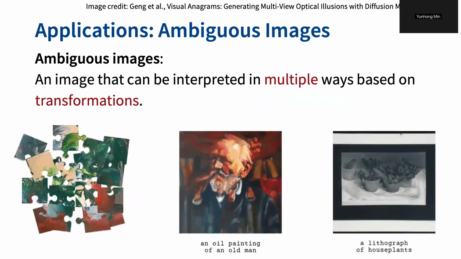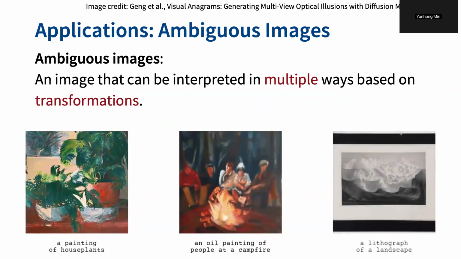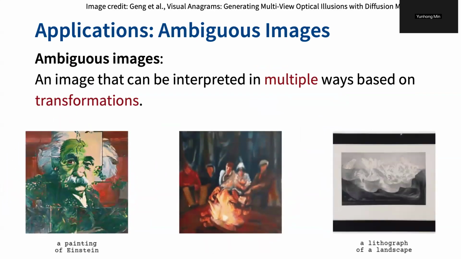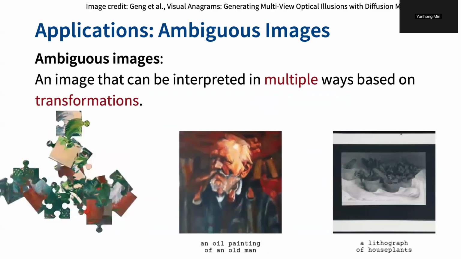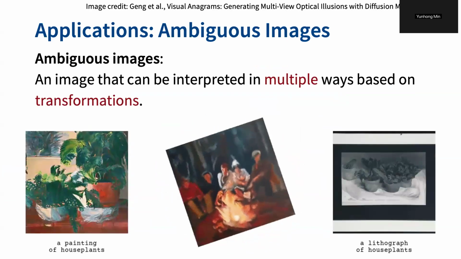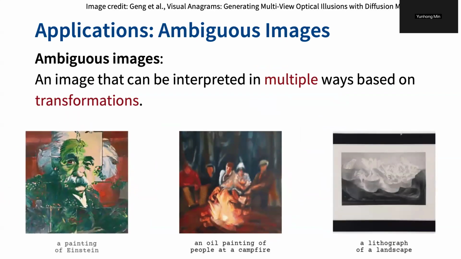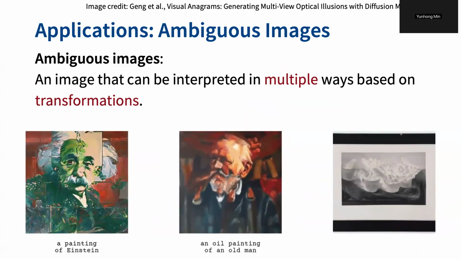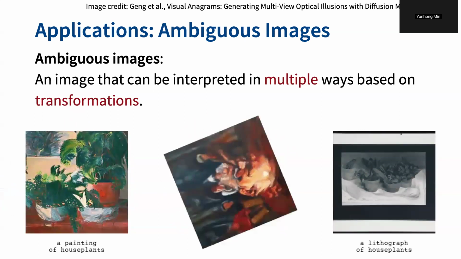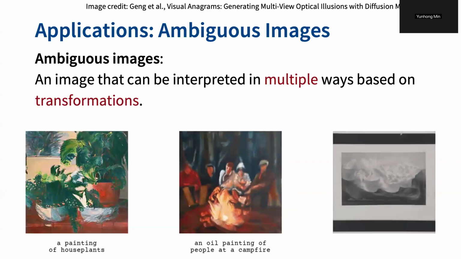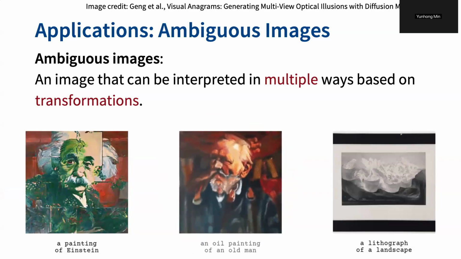Have you heard about ambiguous images? Some cute examples. Here, this is an oil painting of people. And if you flip it, it becomes an oil painting of an old man. And here, a painting of house plants. And after some flipping, it becomes a painting of Einstein. So it's basically about making images that can have two or multiple different meanings, depending on the transformation that you apply to the image.